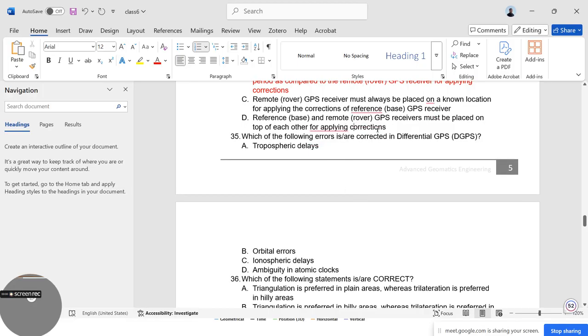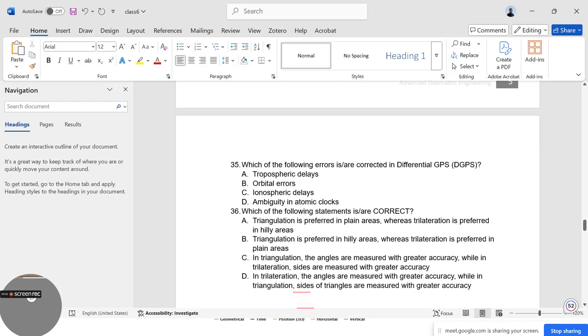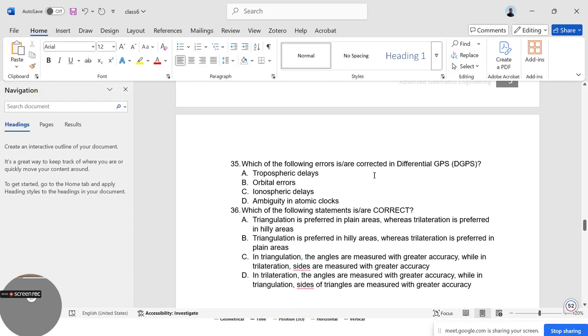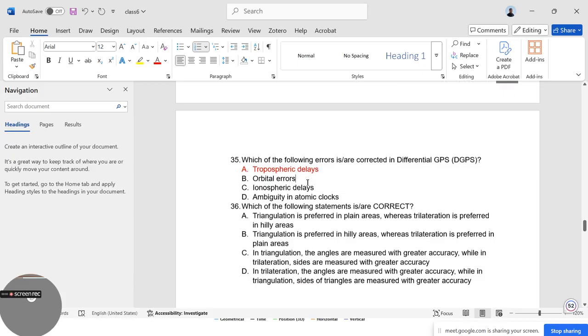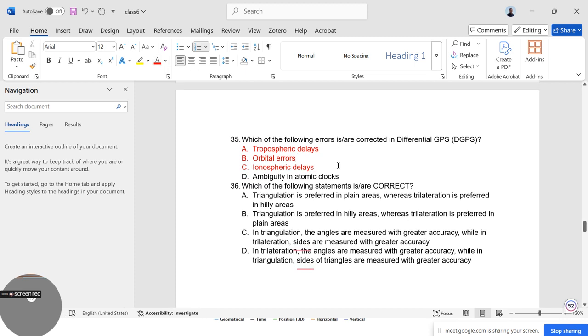The next question is, which of the following errors are corrected in DGPS? So the error which is common: tropospheric delay, then we have orbital error and ionospheric error. Ambiguity in atomic clock, we cannot correct, because receiver clocks can vary from each other.